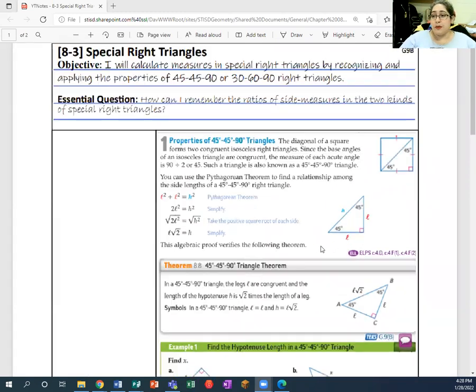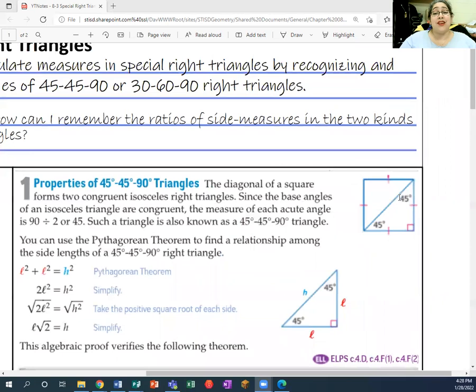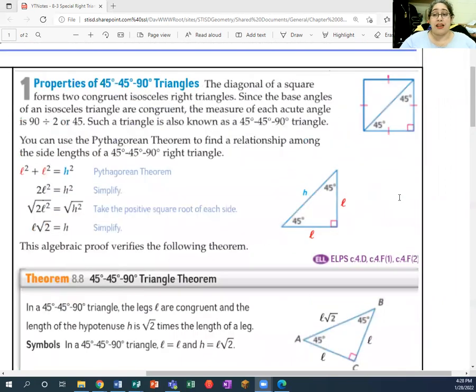The reason why these are special and the reason why we want to study them is because it's a shortcut to the Pythagorean theorem. The only thing hard about this is that square roots get involved. All right, let's jump right on in. We're going to start with the 45, 45, 90.